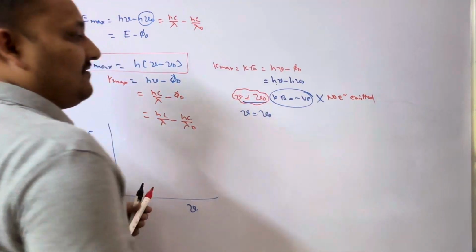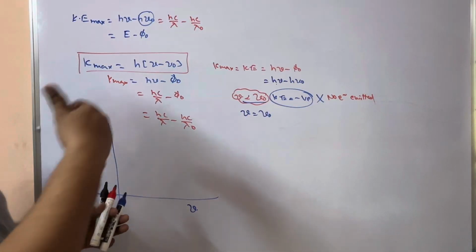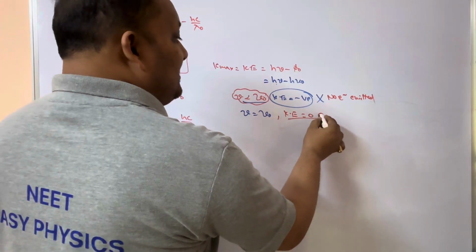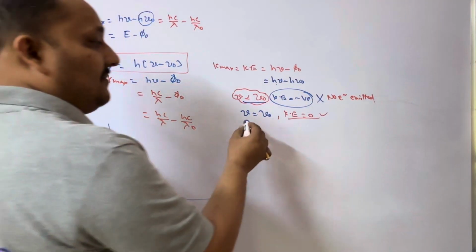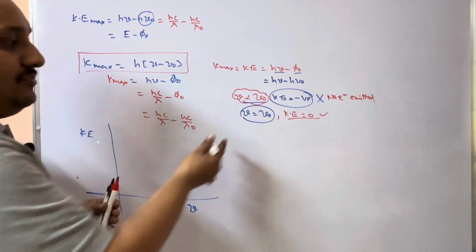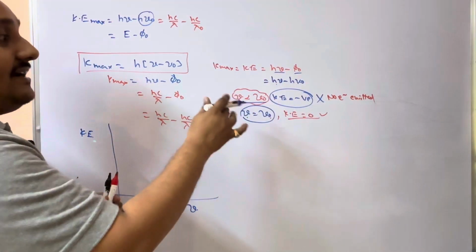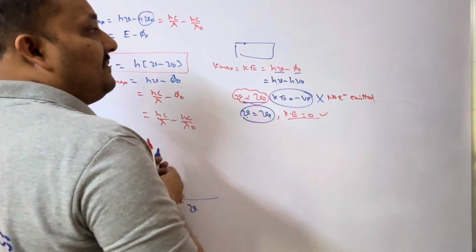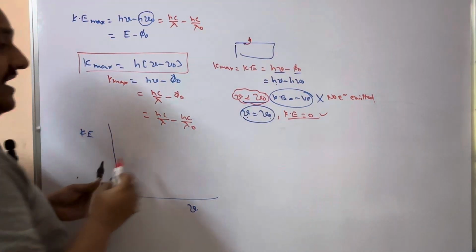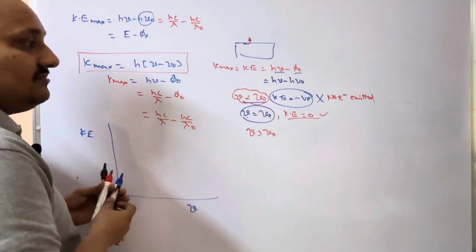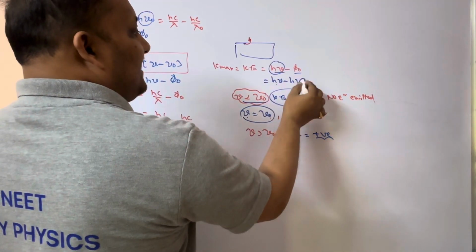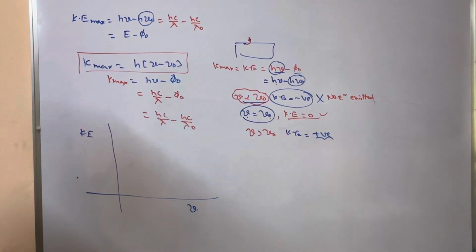If incident frequency is exactly equal to nu naught, the threshold frequency, at that time kinetic energy is 0. Kinetic energy is 0 means photoelectric effect is taking place because incident energy is equal to the work function of the metal surface. Nu equal to nu naught, h nu naught minus h nu naught. Here the electron is not moving. One electron will be coming, but it is not moving. It will be there only. So photoelectric effect takes place. If nu is greater than nu naught, then kinetic energy you will be getting is some positive value. So h nu is greater than h nu naught. Therefore, photoelectric effect takes place.